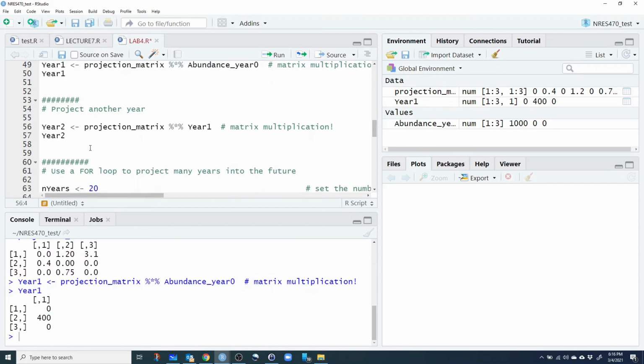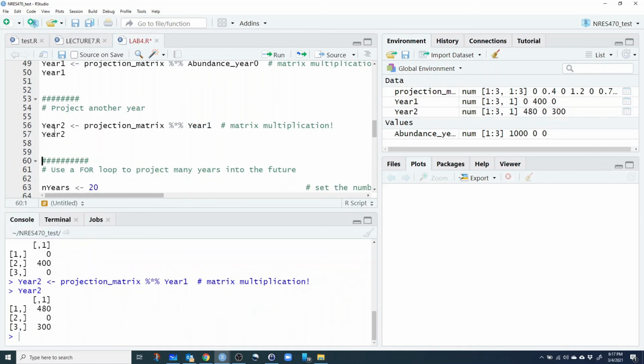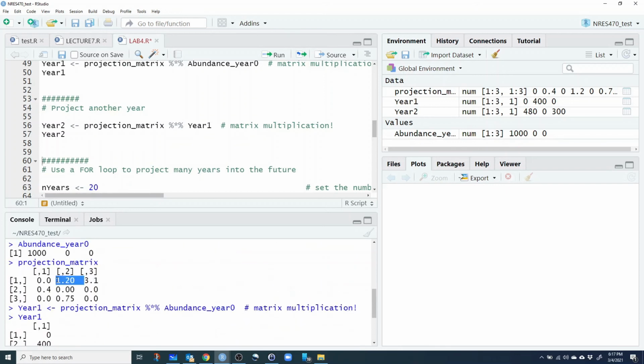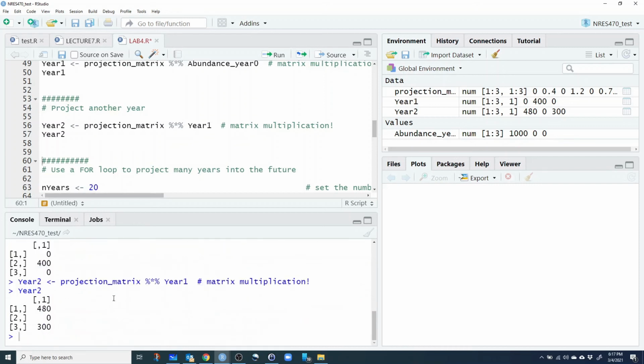Now let's project another year. All right, so we're going to do the matrix multiplication again. Take the projection matrix, multiply it by the total vector of individuals in the population this year at year 1, and that gives us the year 2 abundance vector. And now we have new hatchlings in the population, or new stage 1 individuals in the population. Why? Because the stage 2 individuals do have a fecundity associated. So they're able to contribute offspring into the population next year, and that's how we got offspring in the population in year 2.